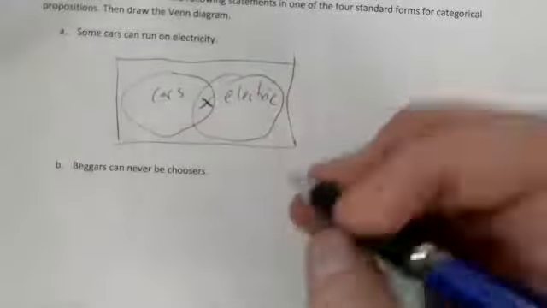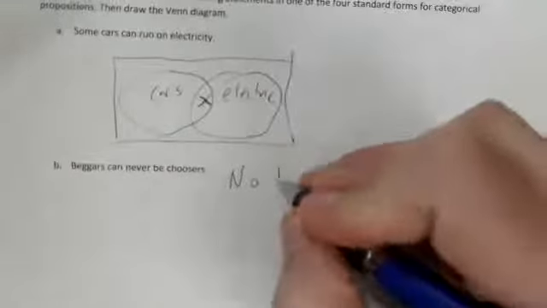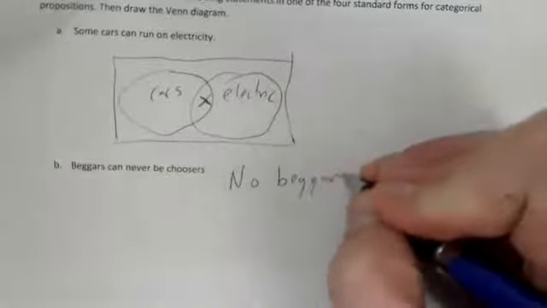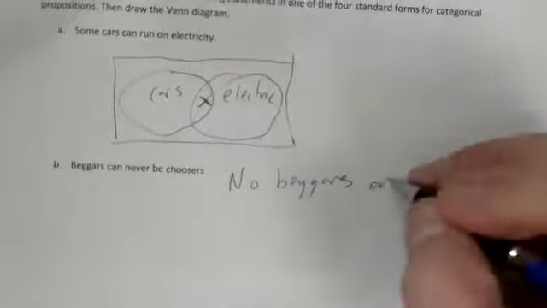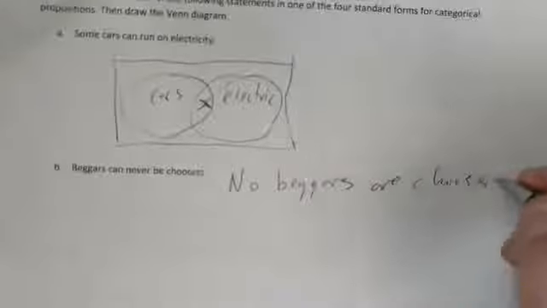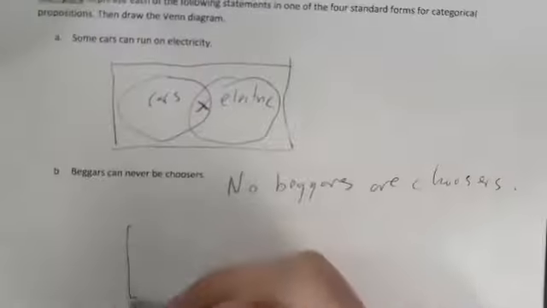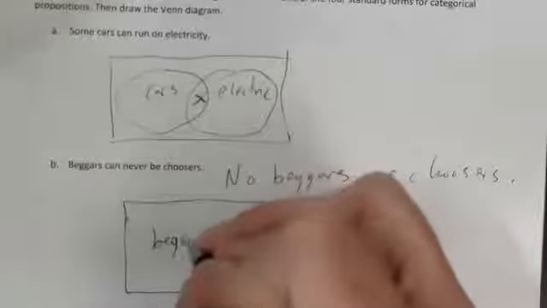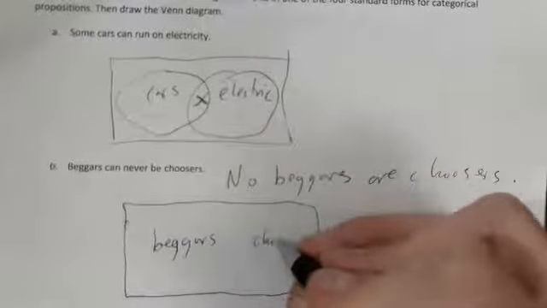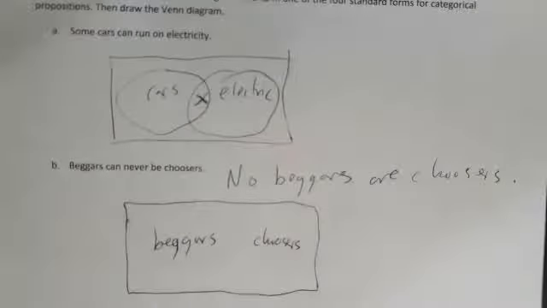So beggars can never be choosers. So we could rephrase this as what? No beggars are choosers. If we do that, then it's just figure 2 up there. It's no S are P. Beggars. And how do we draw these two sets? With absolutely no overlap.